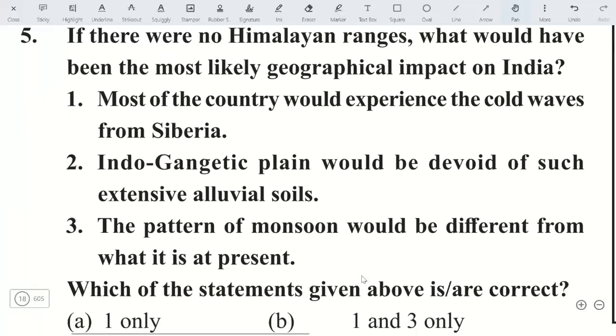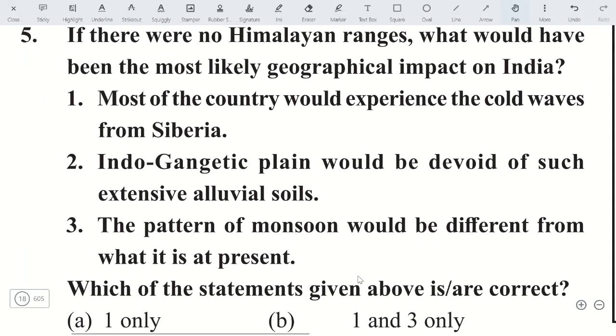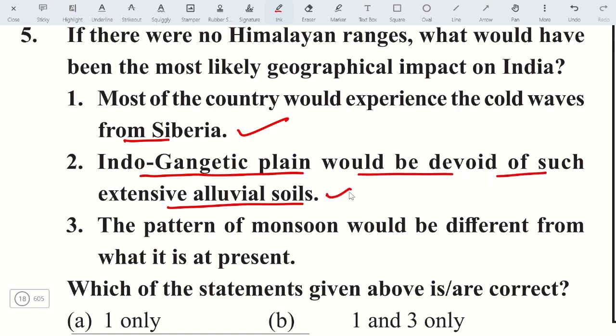Next question: if there were no Himalaya range, what would have been the most likely geographical impact on India? Let's see the impact. Most of the country would experience cold waves from Siberia. This is right. The Indo-Gangetic plain would be devoid of such extensive alluvial soil. Yes, because there would be no rivers if there were no Himalaya. Then there would be no deposition of alluvial soil.